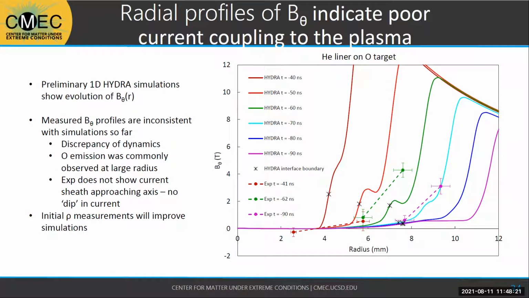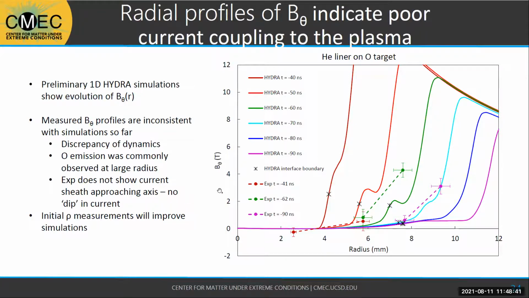don't exhibit an inductive dip, which is what you expect if your current sheath is actually moving towards the axis and creating a higher inductive impedance to the entire driver, which is not what we've seen. And I'll show that a little bit more later.